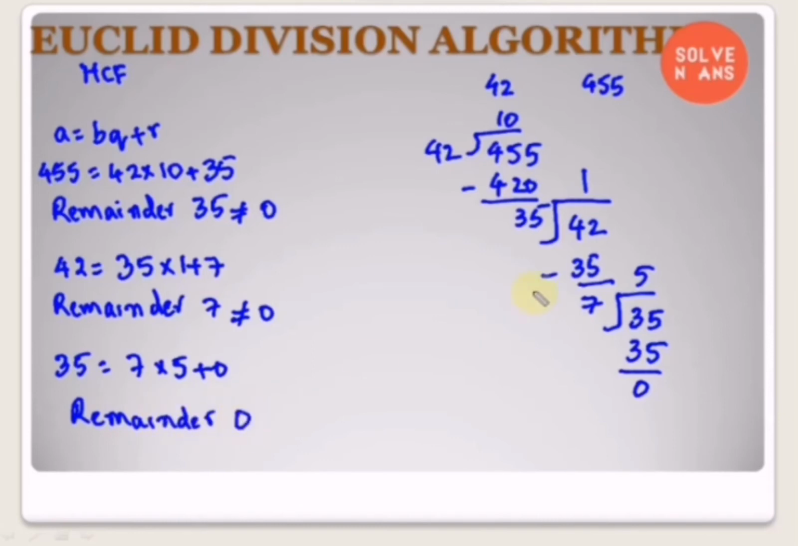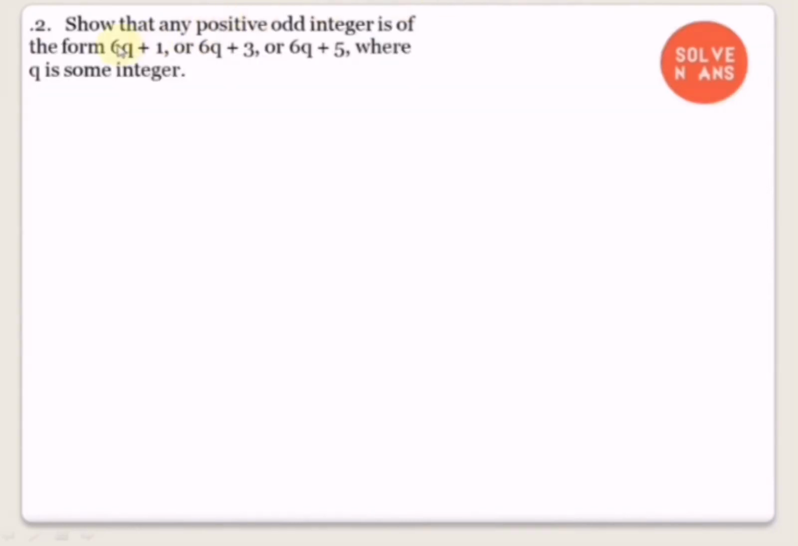Basically when the remainder is 0, the divisor of that step is the HCF. Now you came to know how to find the HCF by dividing. You have to go on dividing till you get the remainder 0, and the divisor when you get the remainder 0 is the HCF. So this is Euclid's division algorithm. Moving on. Let us see question number 2 of exercise 1.1.